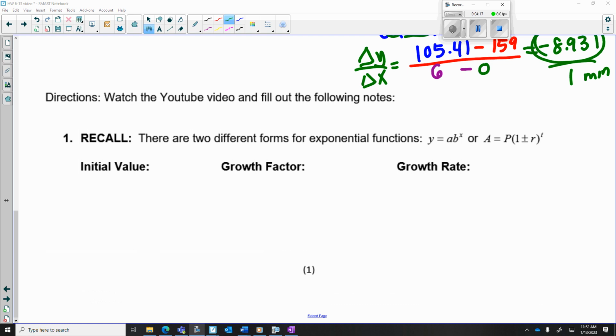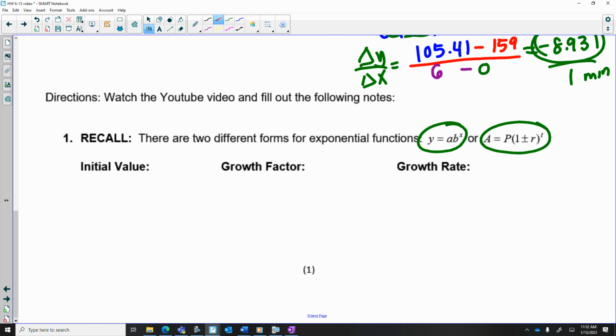Okay, so now let's get into the new stuff. So here we have our review of our basic equation of exponentials. We have y equals ab to the x, and then we have this other one here. Now let's remind ourselves that the a value, which is the number in front, is the initial value, a. It's also known as the y-intercept.